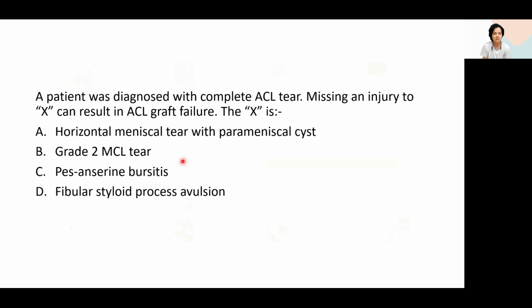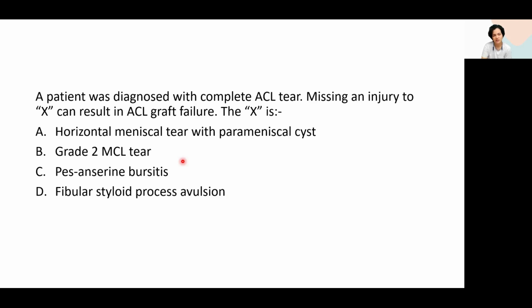A patient was diagnosed with complete ACL tear. Missing an injury to structure X can result in ACL graft failure. So what is this structure X? Is it horizontal meniscal tear with parameniscal cyst? Is it grade 2 meniscal tear? Is it pes anserine bursitis, or is it fibular styloid process avulsion? So think in your mind.